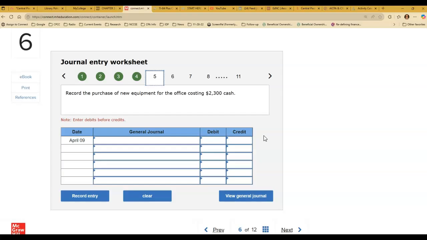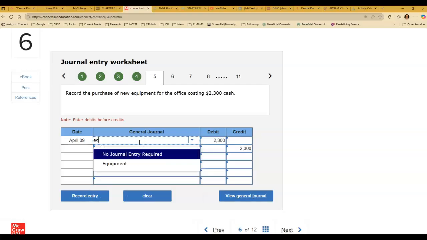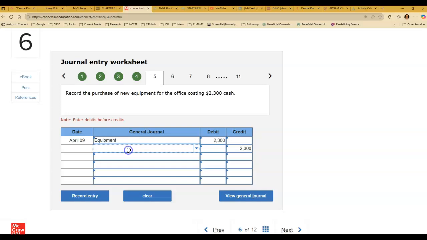Record the purchase of new equipment for the office costing $2,300 cash. So again, if you're stuck, or let me just say, I'm sorry because I'm with you on this one. It's like that annoying little countdown clock that's up there on that exam. If you're sitting there and it's going 3, 2, 1, you can grab a few more points there by just throwing $2,300 in there for a debit and credit. Okay. What did we buy? Equipment, and it's going to get a debit. Good.